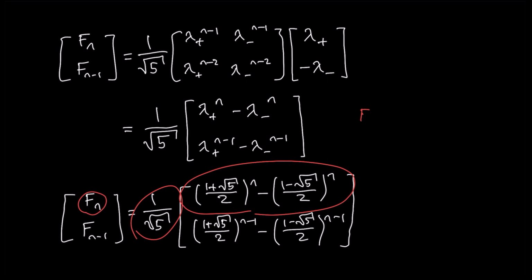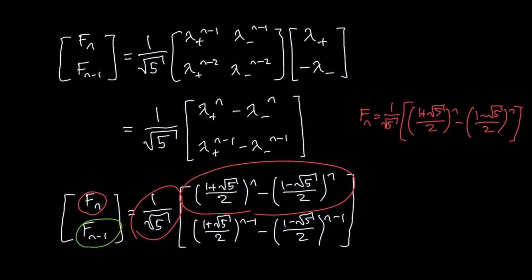We have fn equals 1 over the square root of 5 outside of 1 plus square root of 5 over 2 to the n minus 1 minus the square root of 5 over 2 to the n. And then if we look at that bottom element and this equation with the scalar out the front, it's the exact same thing, but instead of n, you have n minus 1. So that's actually the end of the derivation.